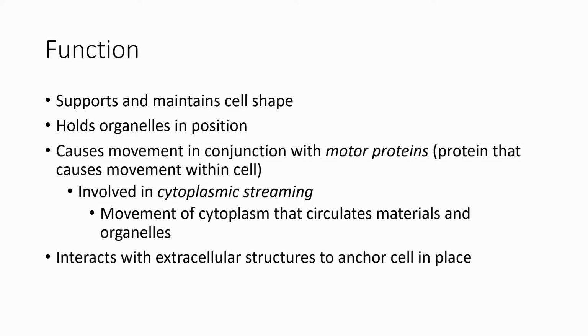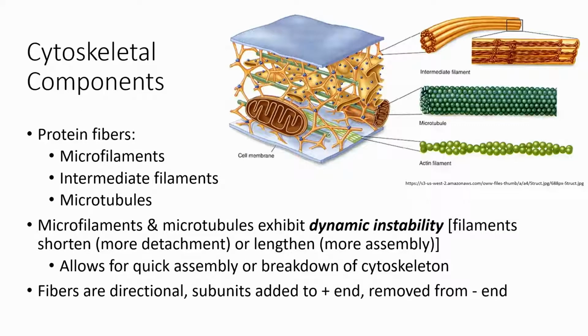There are multiple components that make up the cytoskeleton. They have some things in common. They have some things differently. They're all made of subunits. So we'll mostly talk about the subunits of microtubules and actin filaments because intermediate filaments can have a couple of different subunits. But microtubules and microfilaments exhibit this quality called dynamic instability.